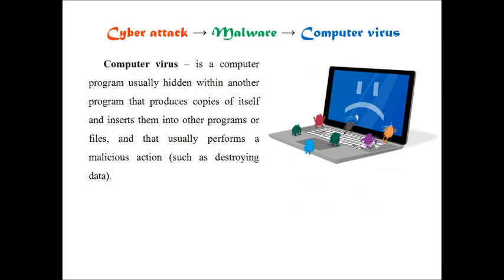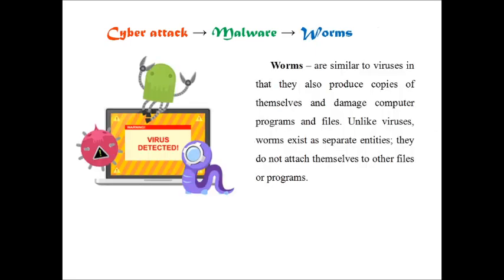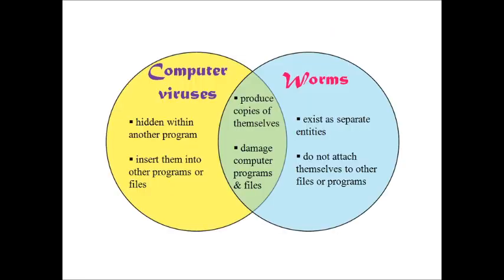A computer virus is the most common type of malware. It is a program usually hidden within another program. It produces copies of itself and inserts them into other programs or files, and usually performs malicious actions, such as destroying data. Worms are another type of malware. They are similar to computer viruses. Both worms and computer viruses produce copies of themselves and damage computer programs and files.